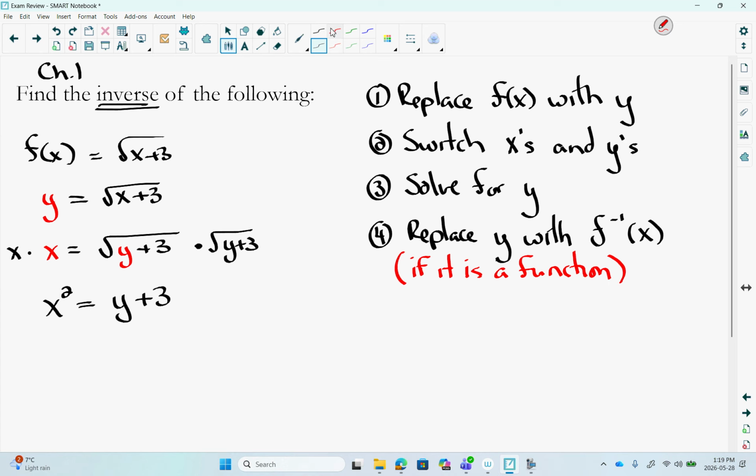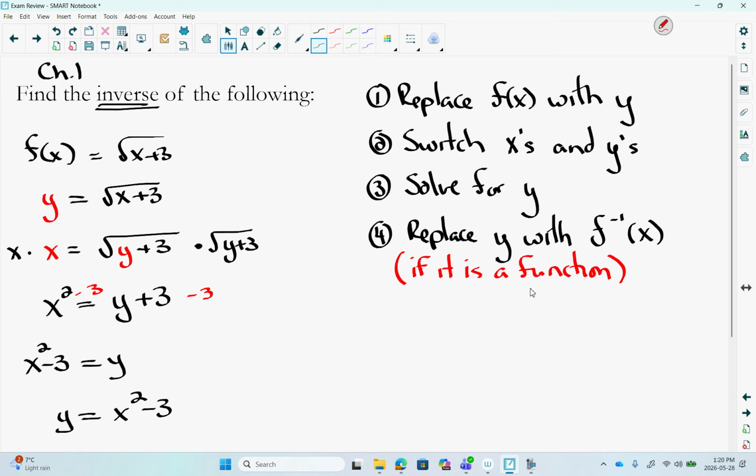And then what would you do to get rid of the plus 3? Subtract 3 from both sides, and you would have x squared minus 3 equals y, or y equals x squared minus 3. You with me on that? It's an equal sign. I can write it left to right or right to left. You can read it. It's the same thing both ways. Now, step 4 says replace y with f inverse x. That's how you read this. That's the notation for the inverse.